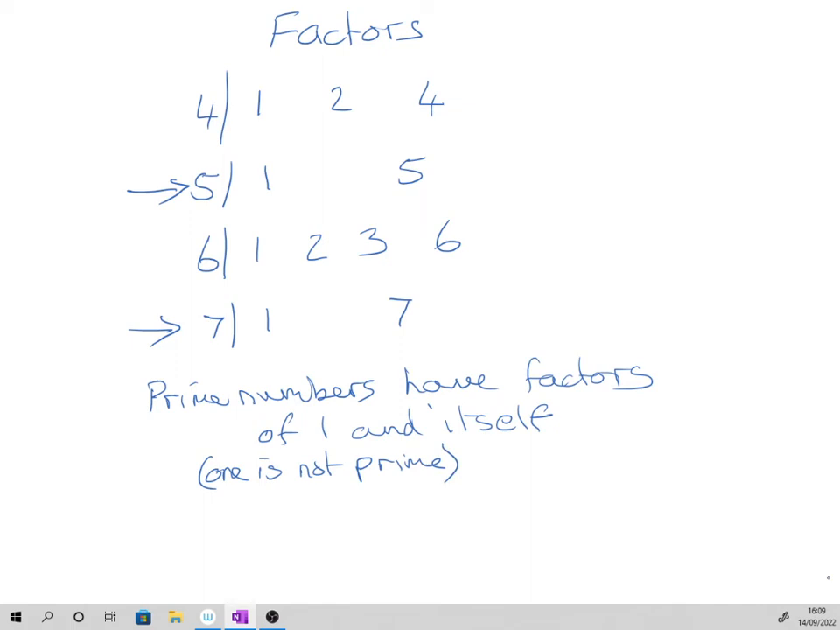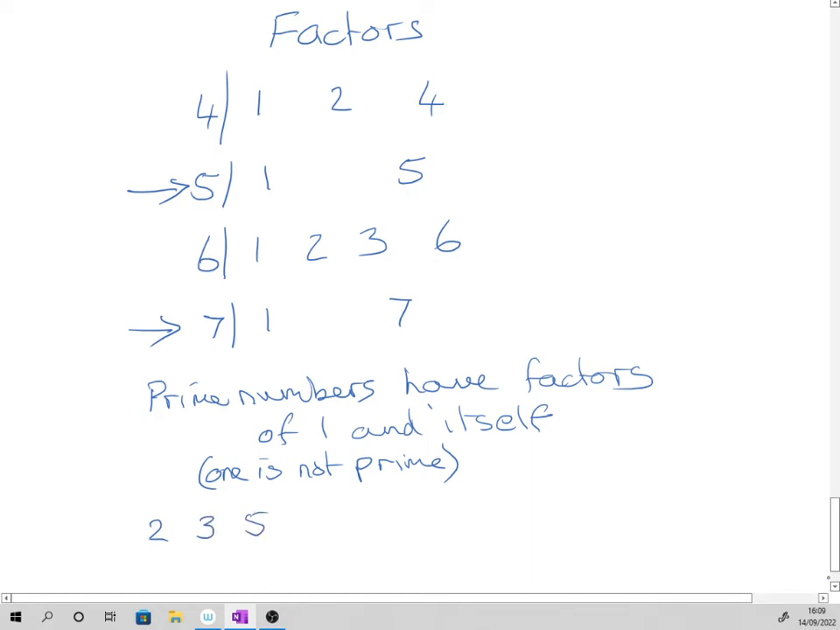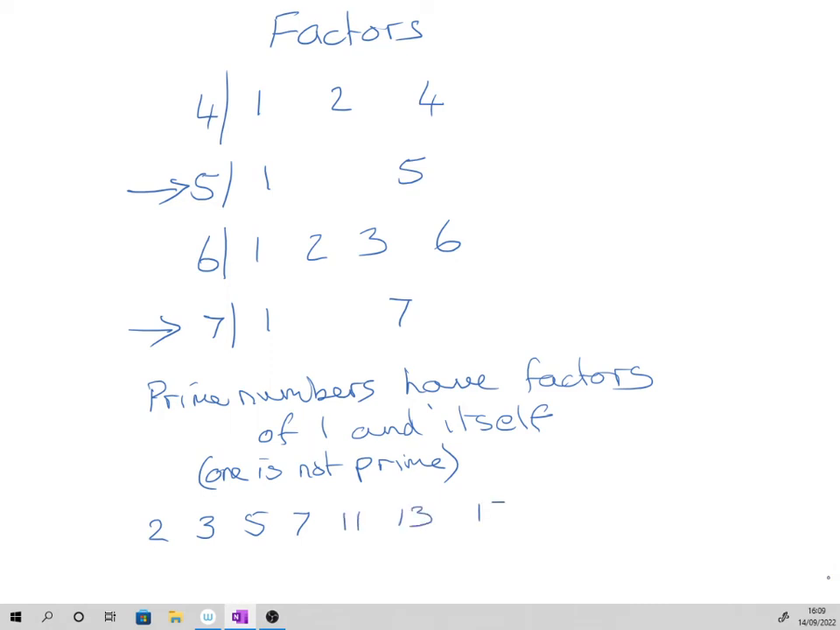So some prime numbers that we've got are going to be 2, 3, 5, 7, 8, 9, 11, 13, 17, 19, and 23. So there's the first 9 prime numbers. Now you see that nothing multiplies into these numbers apart from 1 and itself. So these are prime numbers.